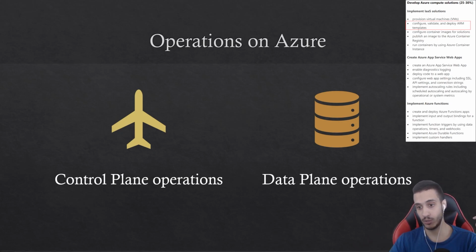On the other hand, data plane operations are specific functionalities exposed by a service. So for example, when you RDP into a virtual machine, that's a specific functionality exposed by a service, so it is a data plane operation, not a control plane operation. When you delete a virtual machine, that's a control plane operation. So on Azure, it is super important to distinguish between the control plane operations and the data plane operations in order to properly understand what an ARM template is.